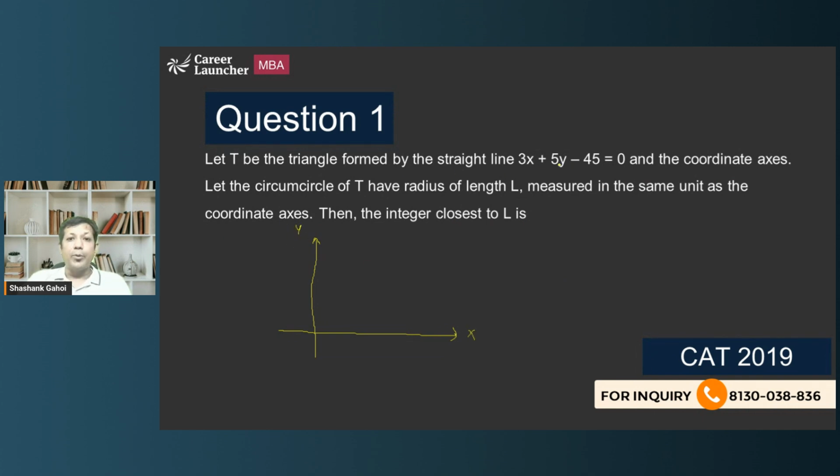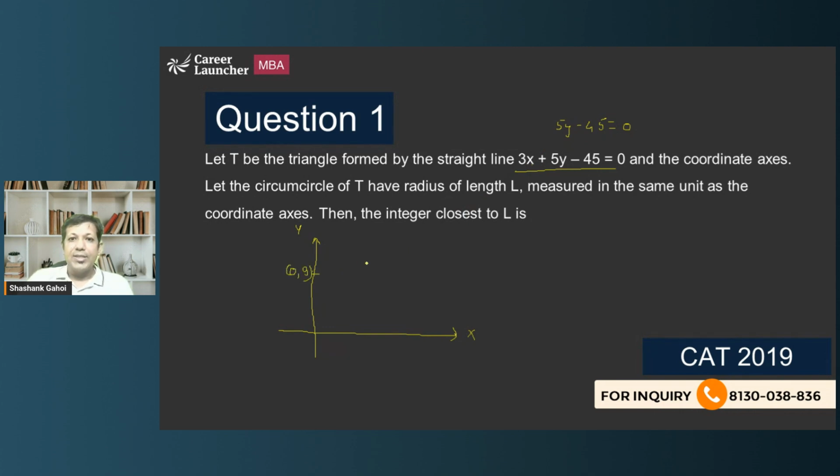Now, what does it say? The triangle is formed by this line. So, when you get a line, how do you plot it? Plotting a line is extremely easy. For example, I'm going to take x equal to 0. If x is 0, then 5y minus 45 becomes 0, so 5y is equal to 45 and y comes out to be 9. So I am going to get the point (0, 9).